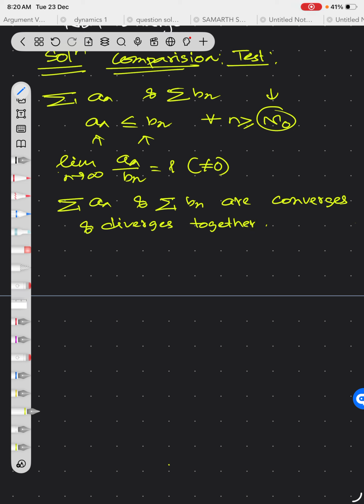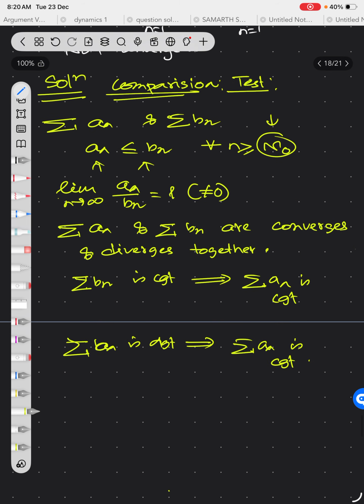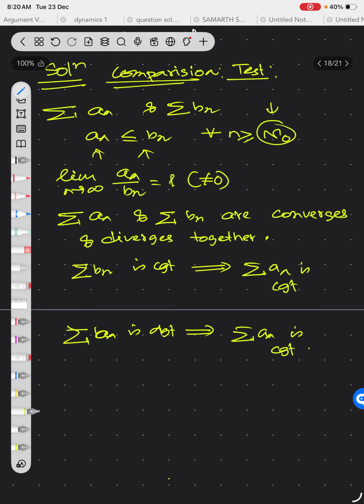So what is the meaning of this statement? If b_n is convergent, then it implies a_n is convergent. And if b_n is divergent, then this implies a_n is also divergent. So we are going to use this comparison test to solve this problem.